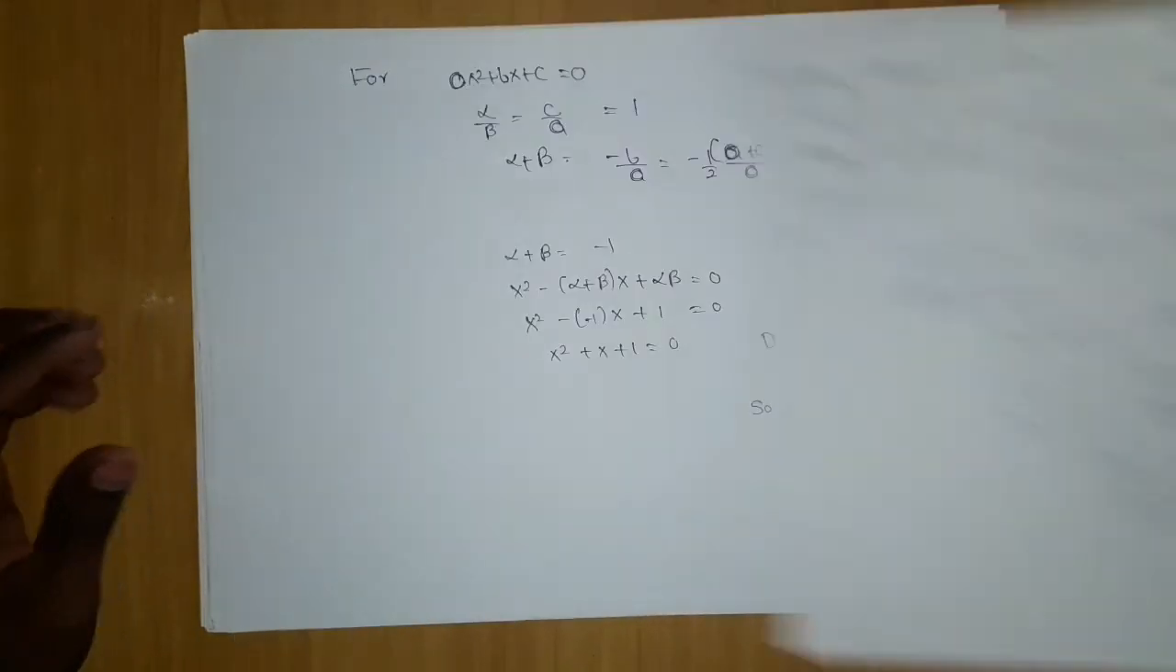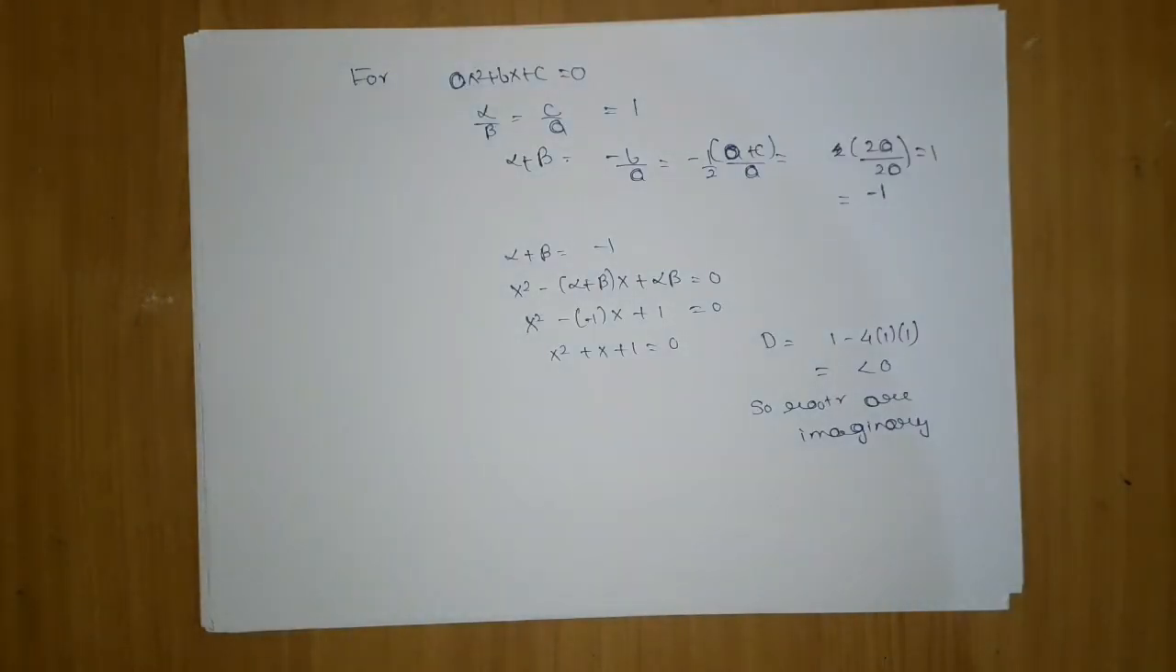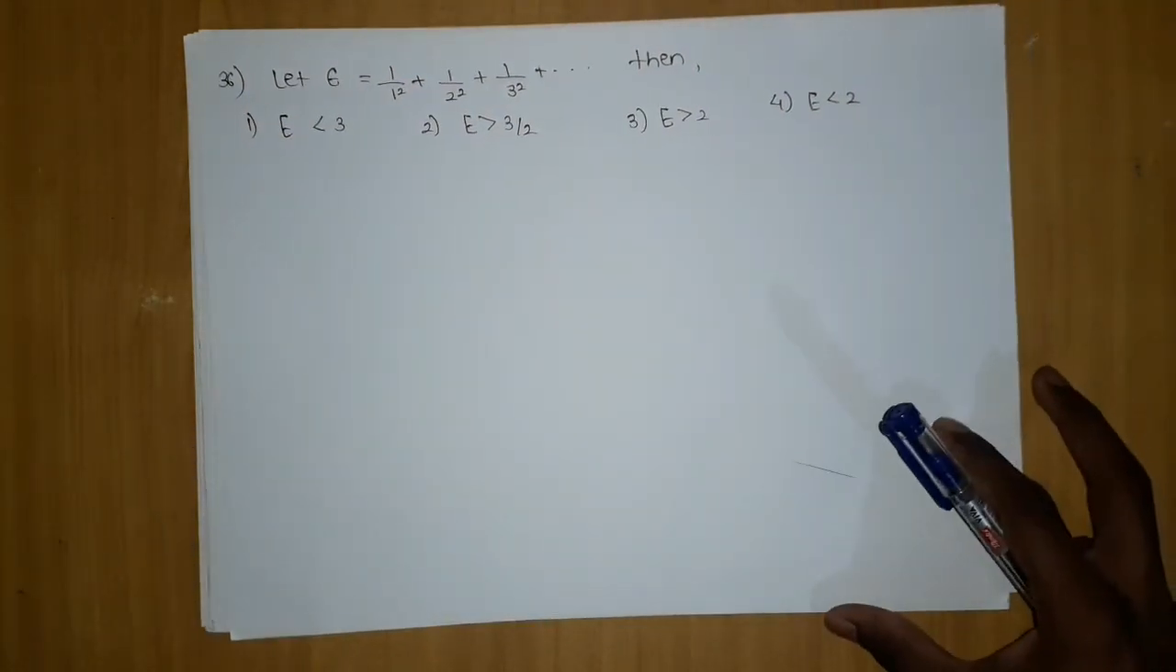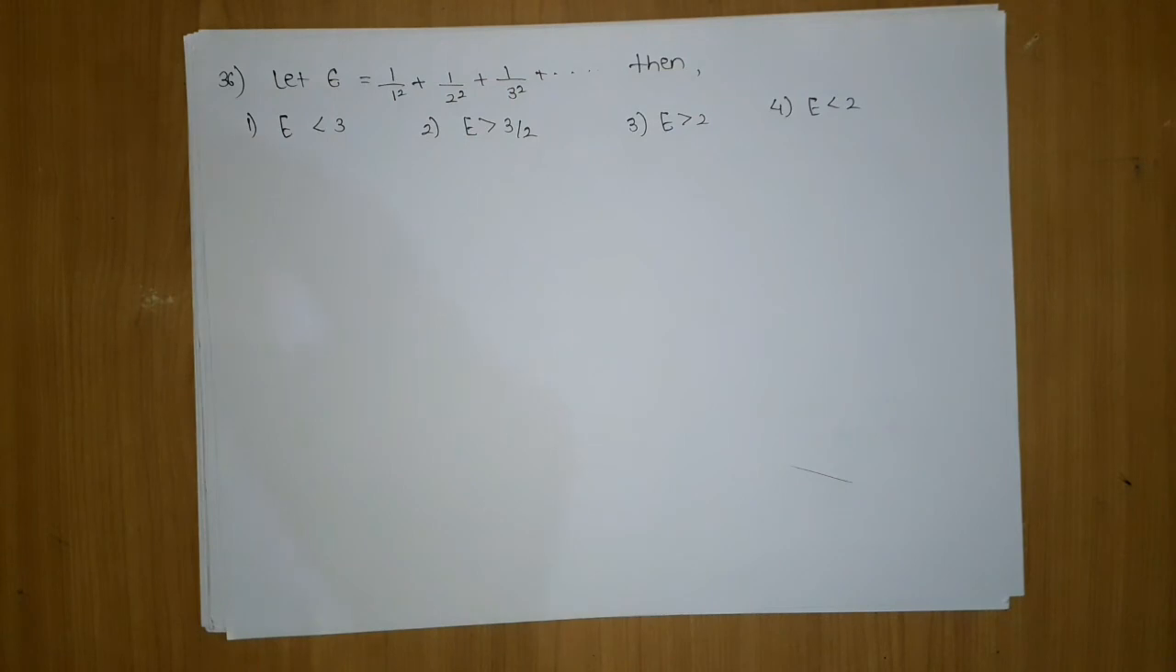Okay, now we will move on to the last question, which is as follows. Let me get the question. Okay, the last question is this one: let e be equal to 1 upon 1 square plus 2 upon 2 square plus 3 upon 3 square, and so on. Then e is less than 3, e is greater than 3 by 2, e is greater than 2.